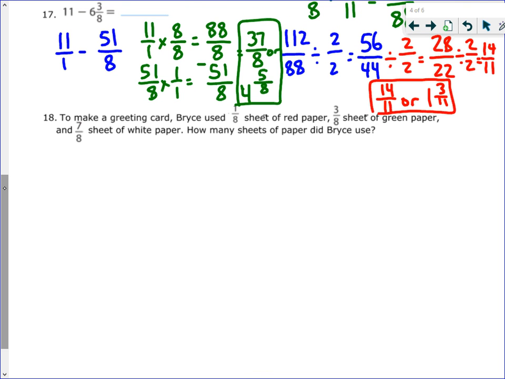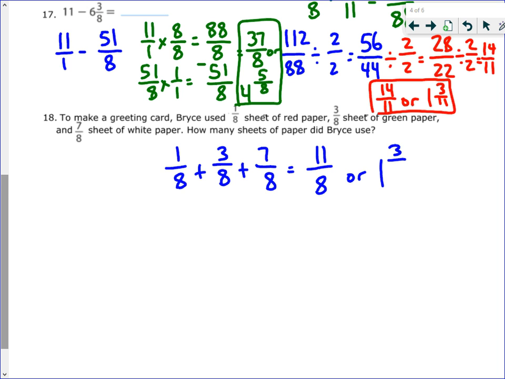All right, number 18. We're almost there. To make a greeting card, Bryce used 1/8 sheet of red paper, 3/8 sheet of green paper, and 7/8 sheet of white paper. How many sheets of paper did Bryce use? Thankfully, we can just add all these up. They're already in eighths. It's going to be a pretty easy one. So 1/8 plus 3/8 plus 7/8. So 1 plus 3 plus 7 is 11/8, or 1 and 3/8, depending on what your teacher requires of you. If they require you to do a mixed number, just make sure you divide these to figure that out.